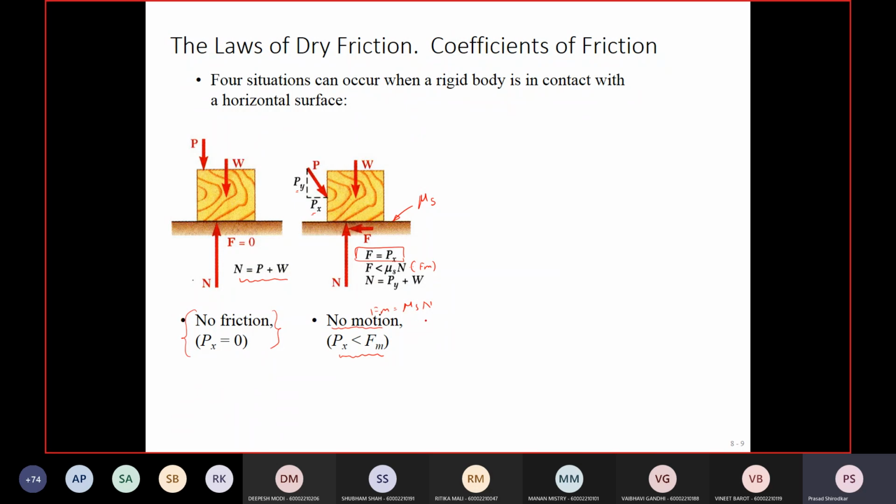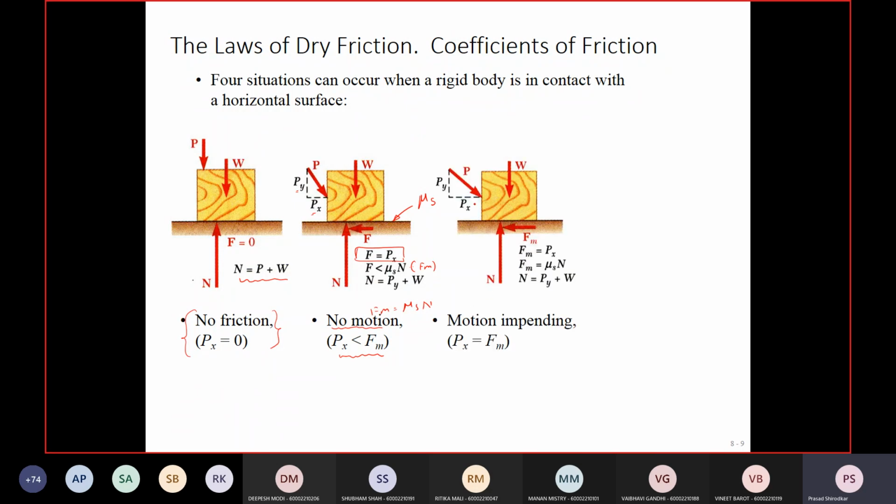Now, in the third case, the force P is changed and inclined, and increased to a value such that the maximum frictional force is equal to the horizontal component of P. So Fm is equal to Px. In this case, F max, as you know, is mu s into N. Now Px is equal to Fm and the motion is described as impending. What do you mean by impending? It is just about to start.